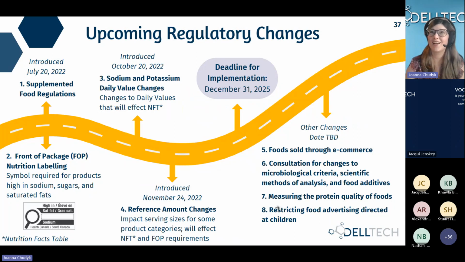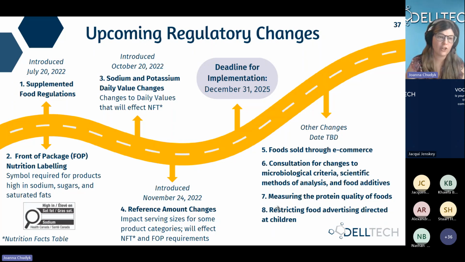So here on this slide, I just have illustrated the different regulatory changes that are coming in Canada over the next coming months and years. So the supplemented food regulations, which is number one, we've already discussed in depth, so I'm not going to spend too much time on that. But the second change that's coming that we didn't get an opportunity to discuss is the front of package nutrition labeling. And I have a little screenshot of what this image looks like.